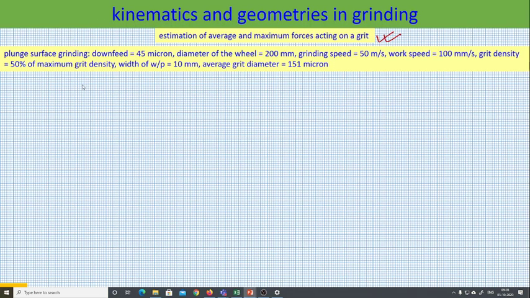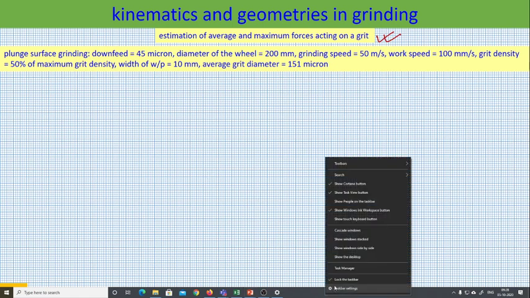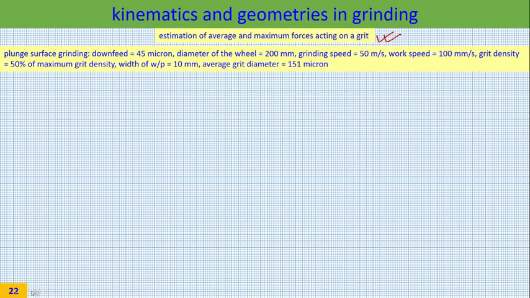So it is a case of plane surface grinding. Downfeed is given, diameter is given, work speed is given, grit density is the maximum of that, and average grit size is given. So you have to calculate, what you have to calculate no one knows. So you have to calculate first the average and maximum. So you will solve the problem, but I will give you the pathway. Do not use the equation. Instead of that, do something else.